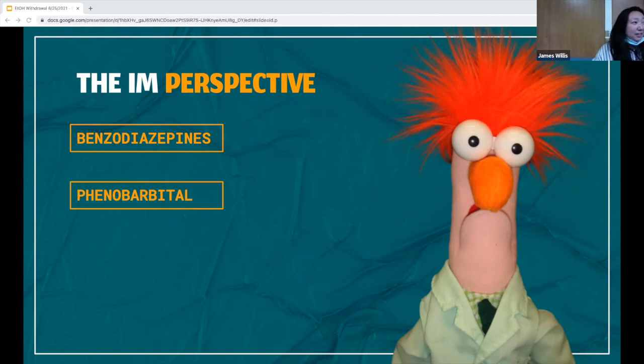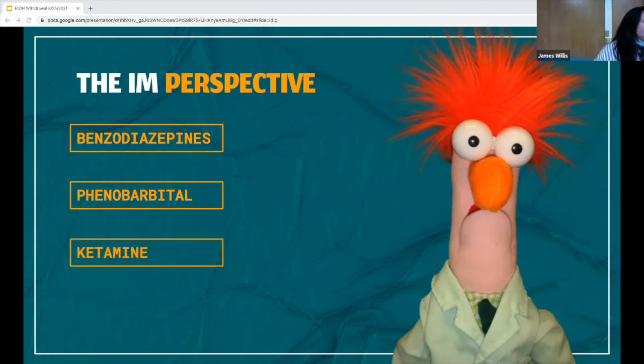I doubt we could give IV Phenobarb on the floors. We could theoretically give PO, but it might be something that the medicine team is not super comfortable continuing. And of course, ketamine is not going to happen on the floors, even in the step down unit.